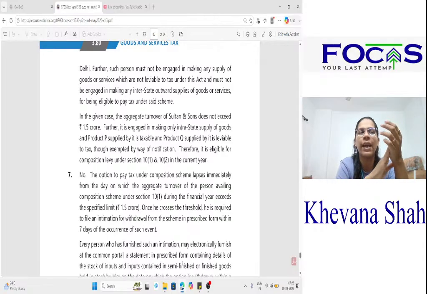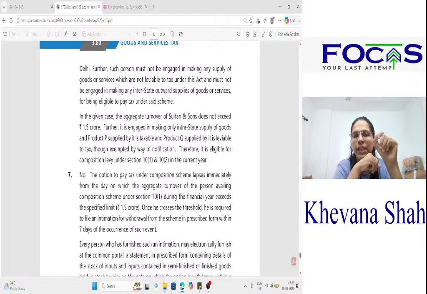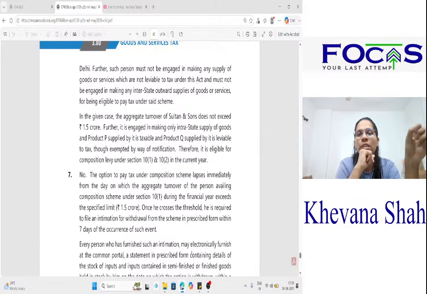The next condition is that we are supplying goods only in the state of Maharashtra. Further, it is engaged in making only intrastate supply of goods, and product P supplied by it is taxable and product Q supplied by it is leviable to tax though exempted by way of notification. So both these products come in the category of taxable products only. Product Q is an exempt product, meaning that by notification the government has exempted that product, but that product itself is not a non-taxable product.